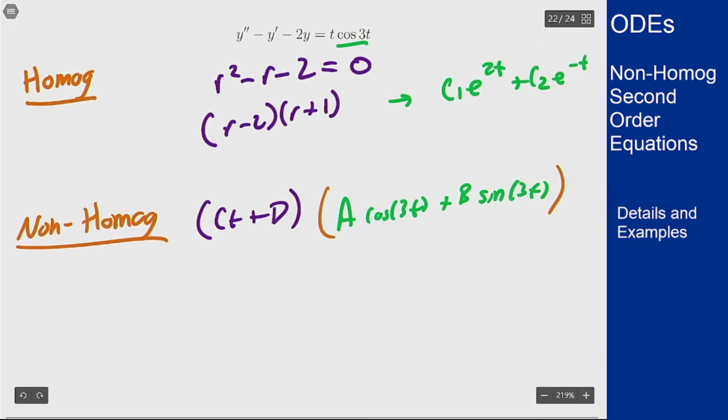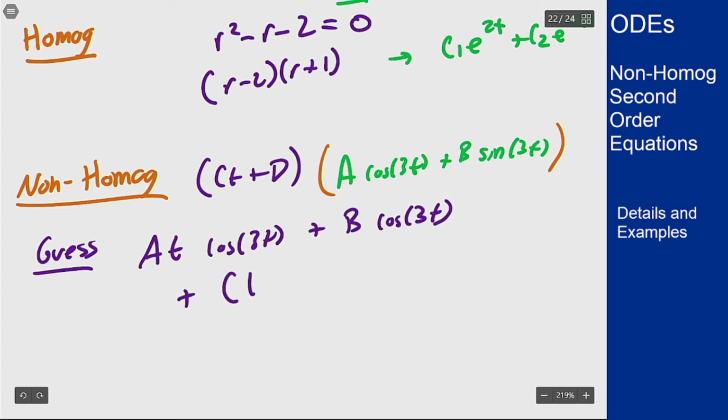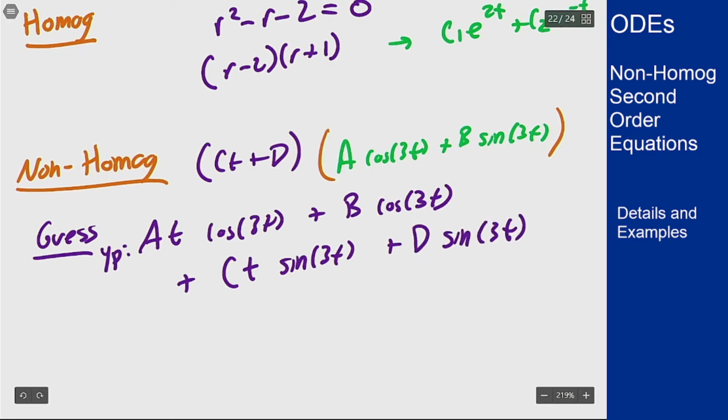Now we see we should be okay here because none of these terms solve the homogeneous problem, so we're going to be good. Which means my guess is going to be at cosine of 3t plus b cosine 3t plus ct sine of 3t plus d sine of 3t. That would be our guess.